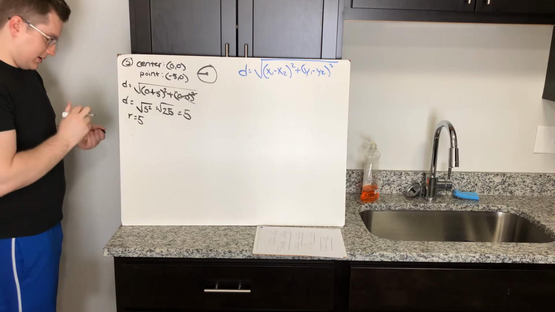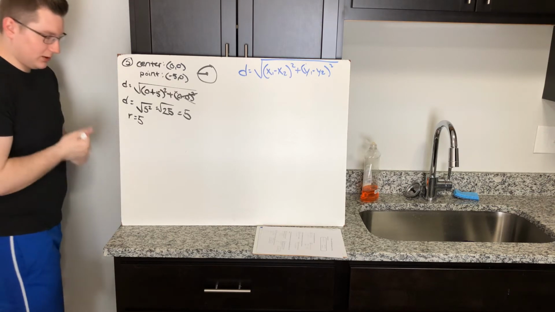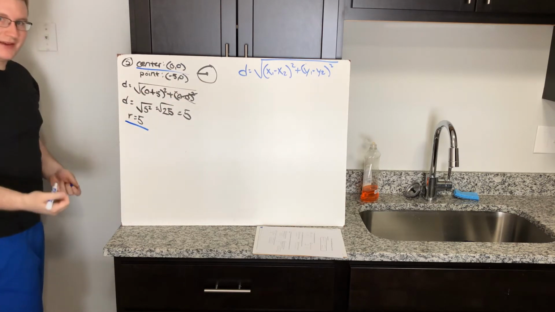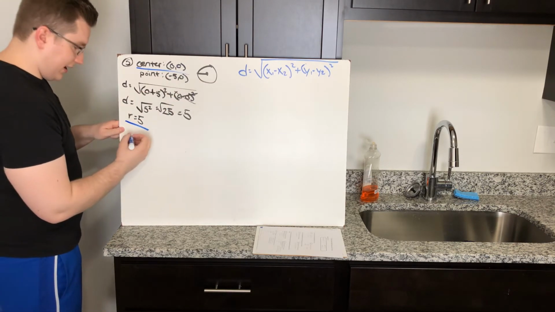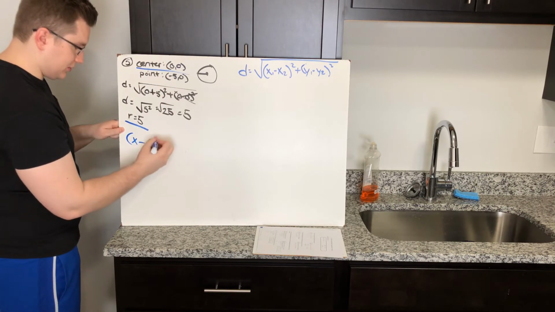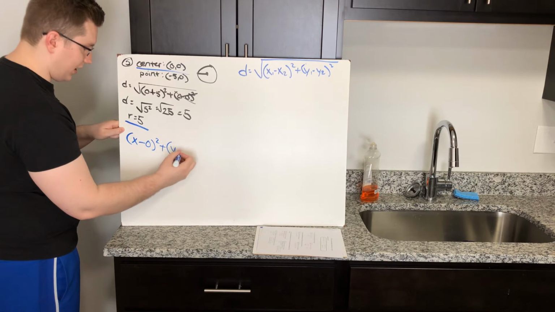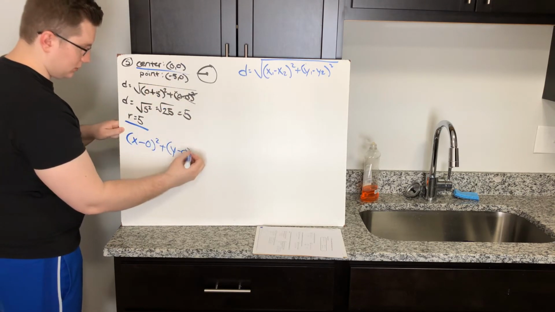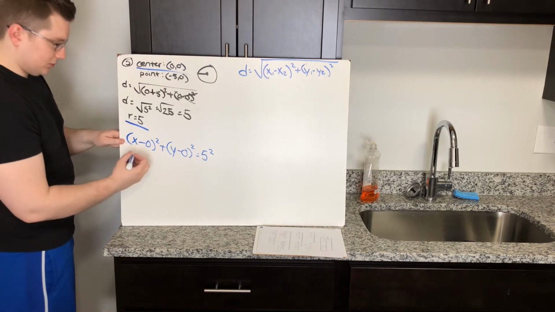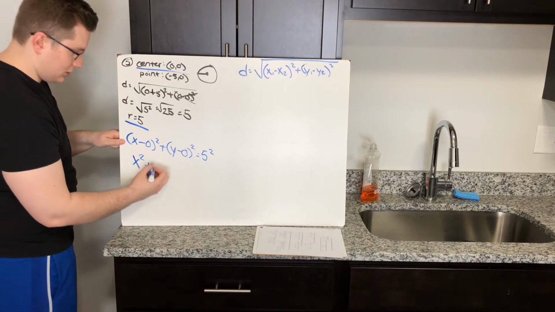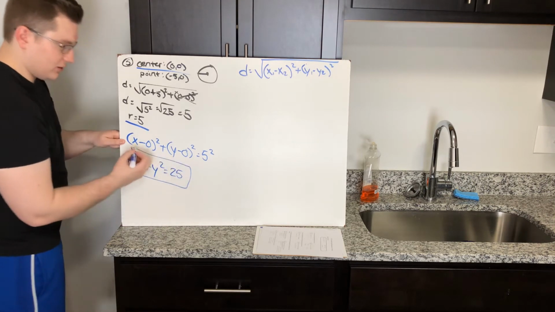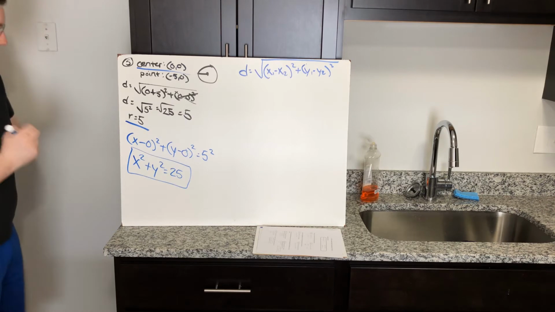So now we can write a formula. We have the radius, we have the center. Let's plug that into our formula. I have (x minus 0) squared plus (y minus 0) squared is equal to the radius squared. So this is just x squared plus y squared is equal to 25. What's better than 24? 25.